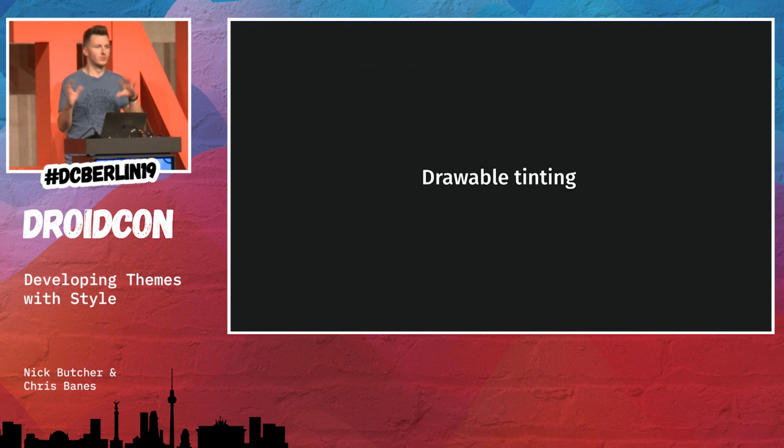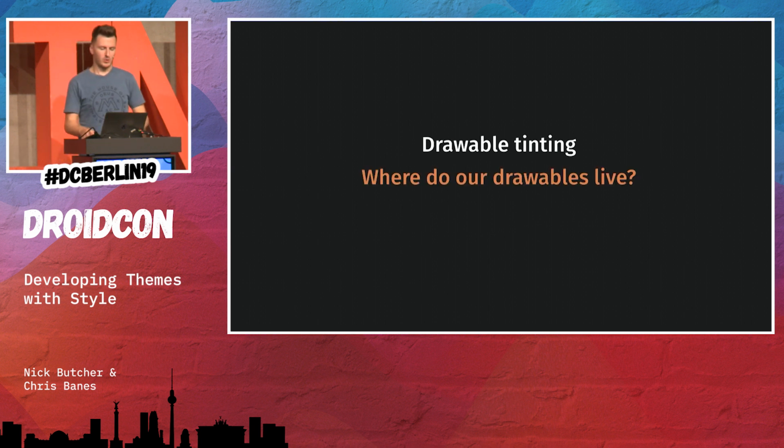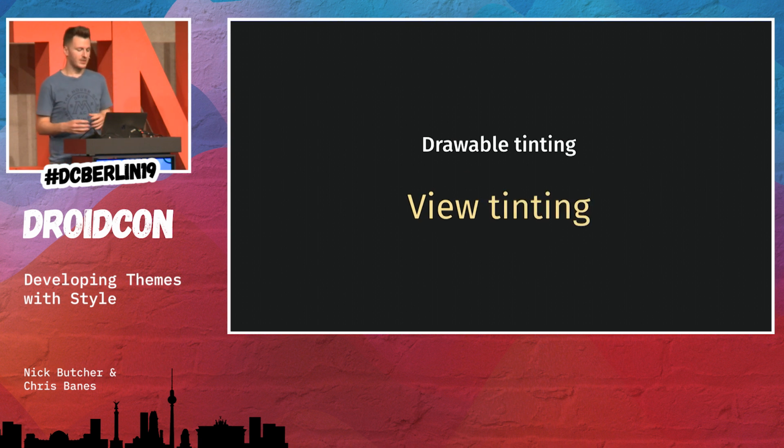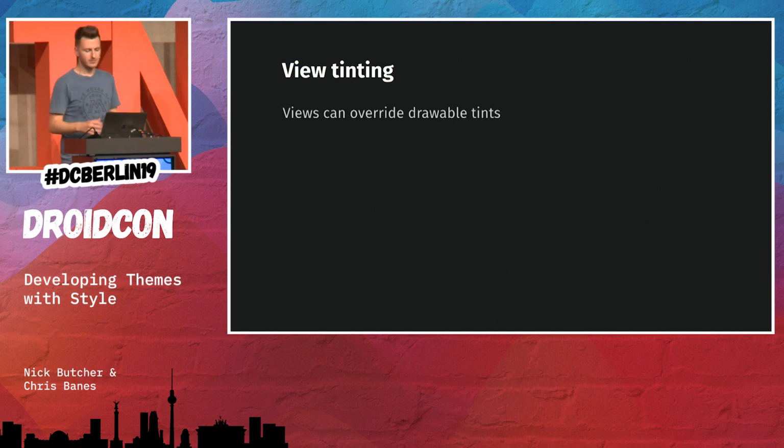So that kind of summarizes drawable tinting. But where do our drawables actually live? They tend to live in our views. And that brings us on to view tinting. So the simplest summary for this is that views can override the tints of the drawables they own.